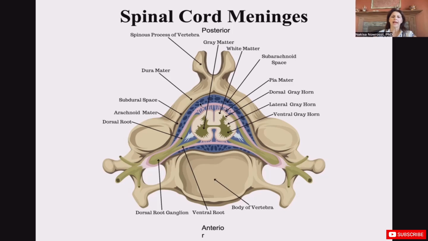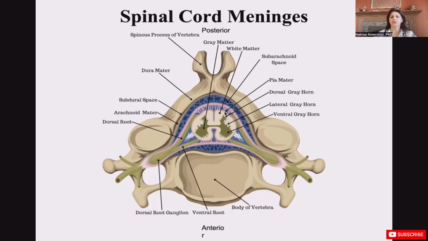So here, if I'm going from outside in, this layer is called dura mater. These are the meninges that we're looking at. Dura mater, below it there's a space, it's called subdural space. Then we get to the arachnoid mater. Then below arachnoid mater, I have subarachnoid space. And then subarachnoid space takes us to pia mater, which is like a saran wrap covering, this is a cross-section of spinal cord, covering the spinal cord.